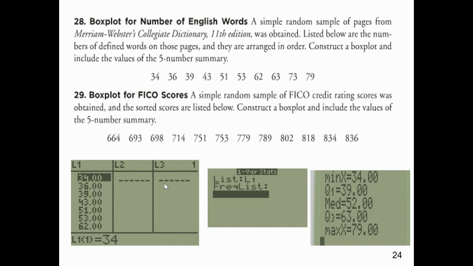Put the 10 numbers in your calculator. All right, and then go over to stat, calculate one variable stat. I put mine in L1, and then it gives me everything I need. It tells me the small number, 34, but duh, I kind of knew that. It tells me the biggest number, 79. Well, I knew that. Here's what I'm looking for.